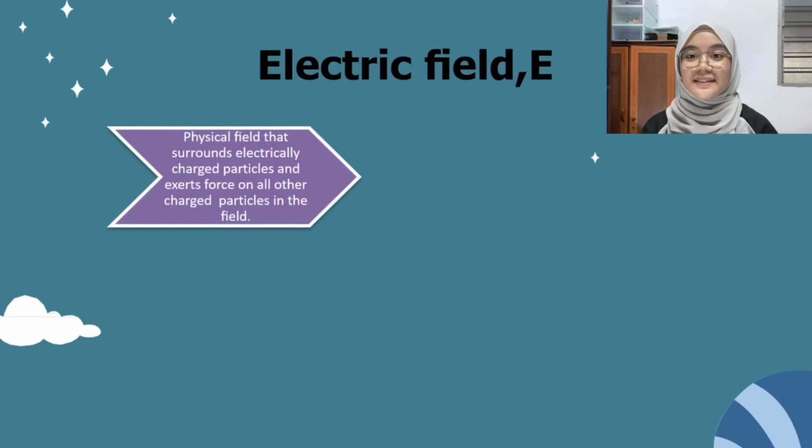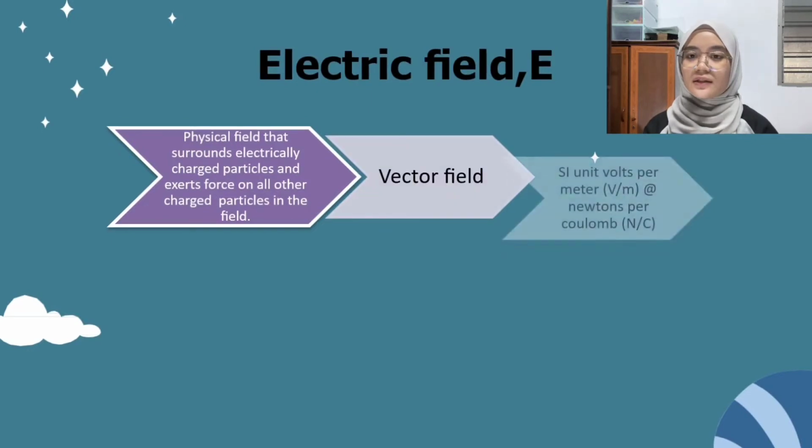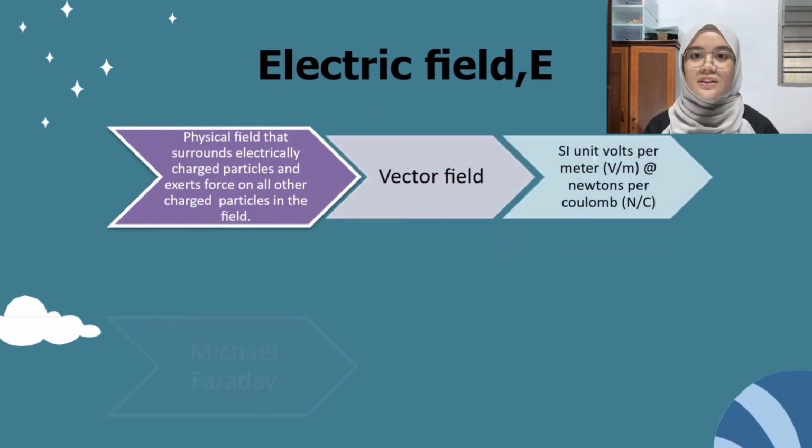An electric field is a physical field that surrounds electrically charged particles and exerts force on all other charged particles in the field, either attracting or repelling them. The electric field is defined mathematically as a vector field that associates to each point in space the electrostatic or Coulomb force per unit charge exerted on an infinitesimal positive test charge at that point. The SI unit for the electric field is volts per meter, exactly equivalent to Newton per coulomb.